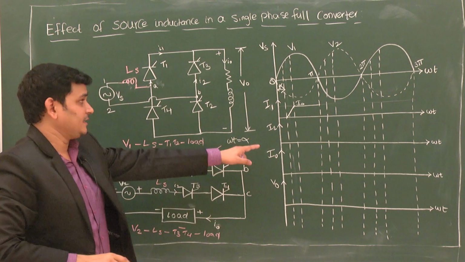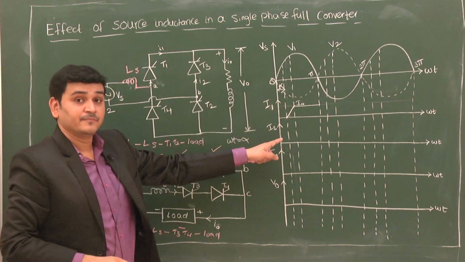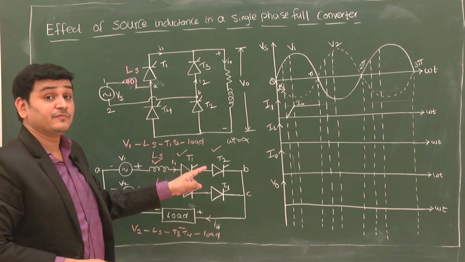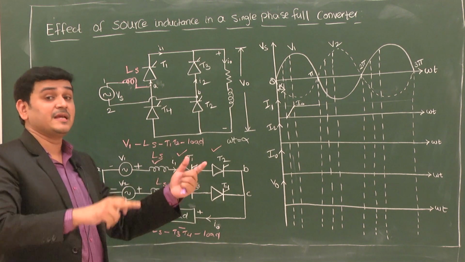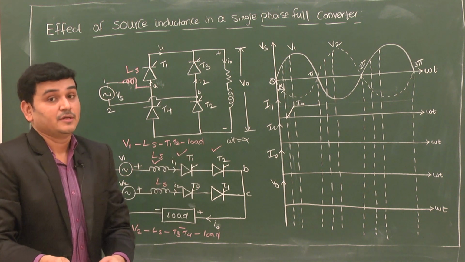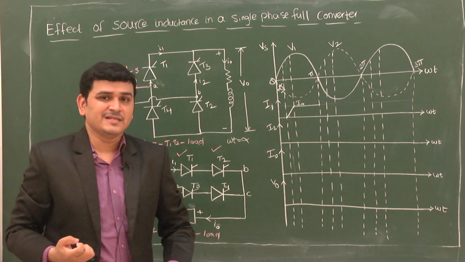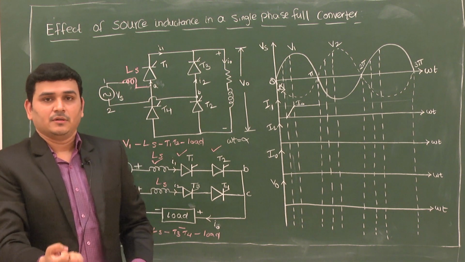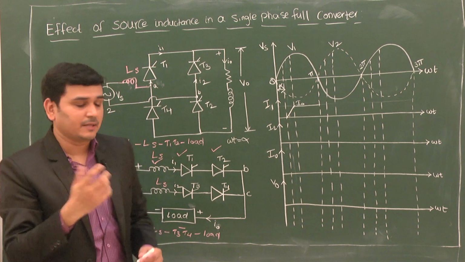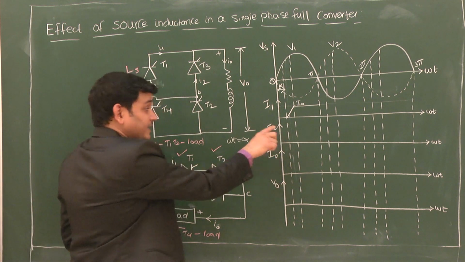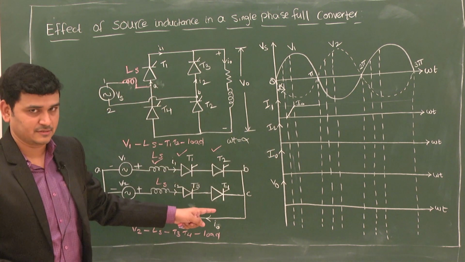Similarly, at the same instant, T3 and T4 should automatically turn off, but because of the source inductance, the same criterion follows here. The current will not become zero instantaneously, or the thyristors T3 and T4 will not be turned off instantaneously. It will take some time. So I2 corresponds to the outgoing thyristors.